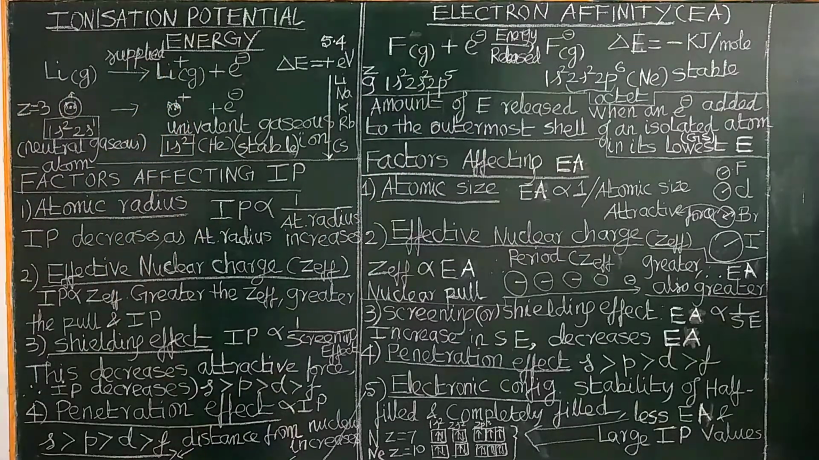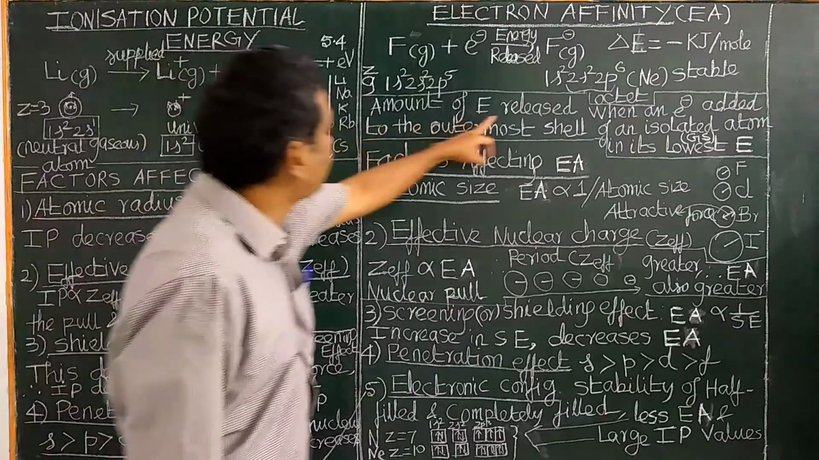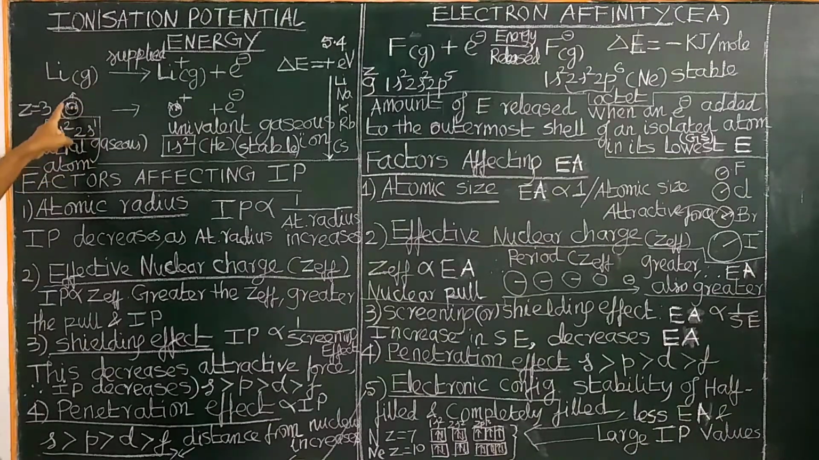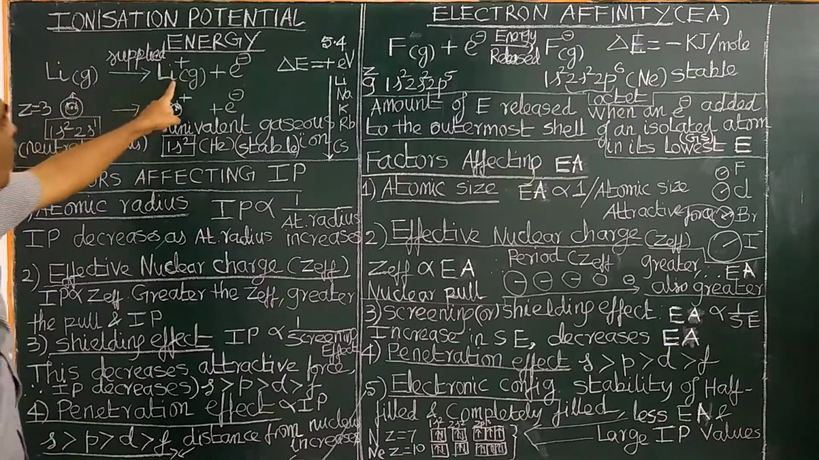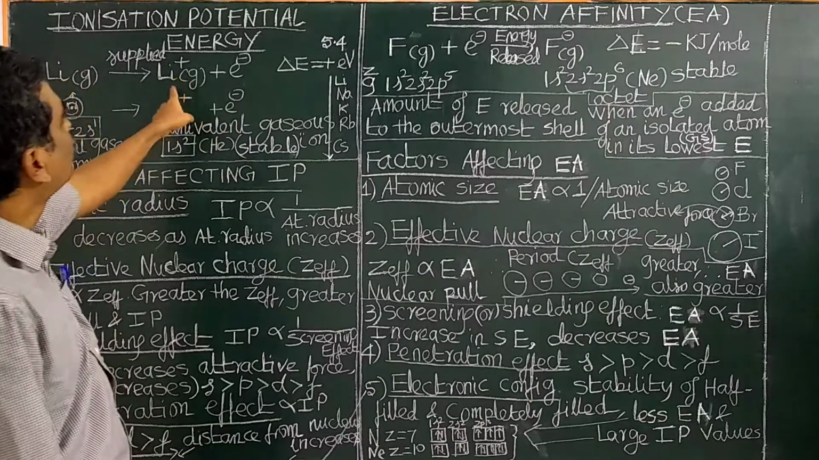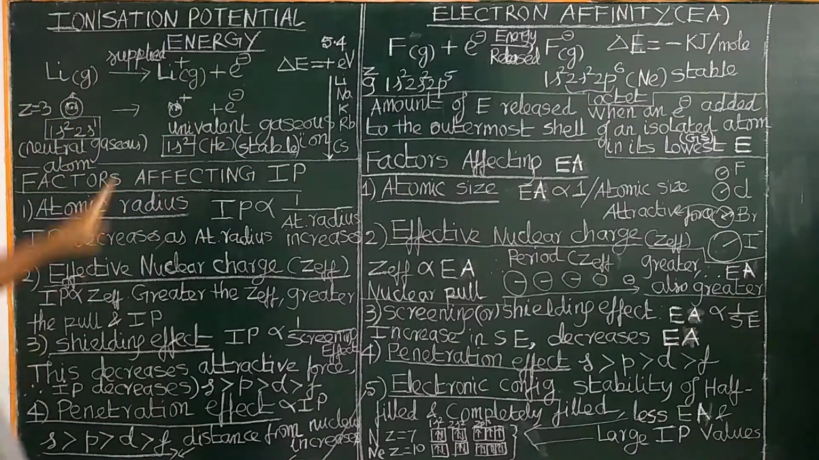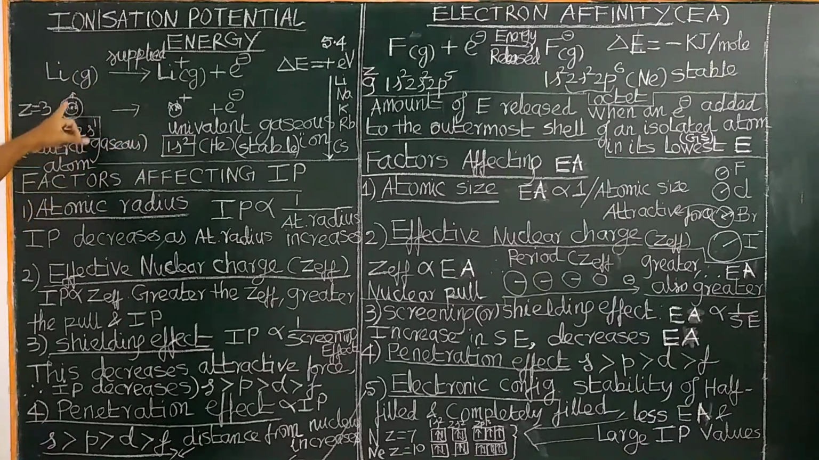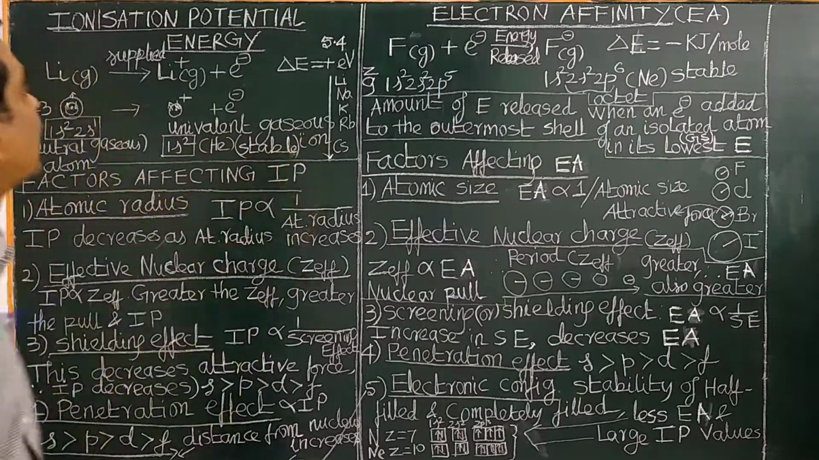Now let us define it. Ionization potential is defined as the amount of energy absorbed, or the amount of energy supplied, to remove an electron from the outermost valence shell of a neutral gaseous atom to form a monovalent gaseous cation. In the gaseous state, that is very important.